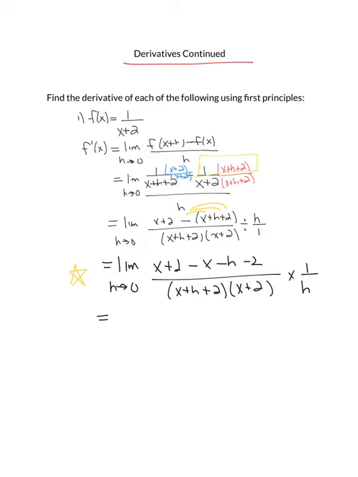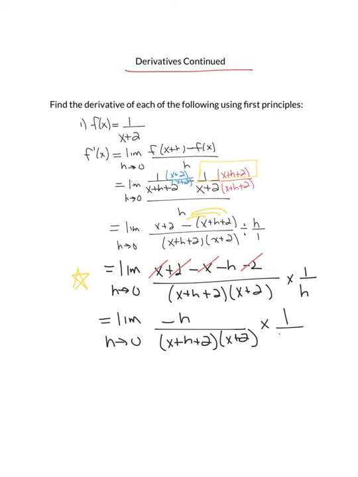And at this point, I can now start canceling out or simplifying. So plus 2 and minus 2, x and minus x. So what I'm going to be left with here is the limit as h approaches 0 of negative h over x plus h plus 2 times x plus 2 times 1 over h. And then again, I could see that these are canceling out, and I'm left with the limit as h approaches 0 of negative 1 over x plus h plus 2 times x plus 2.